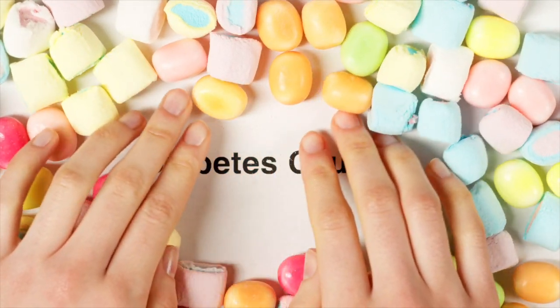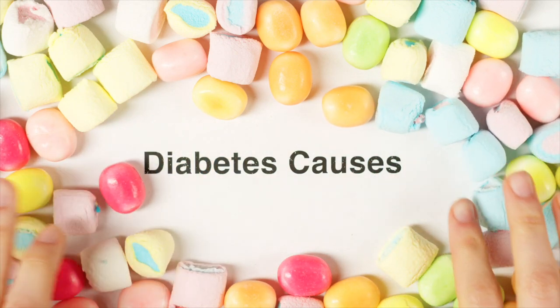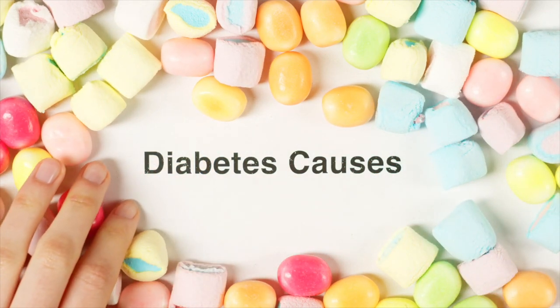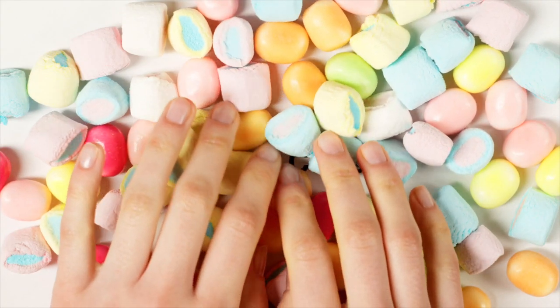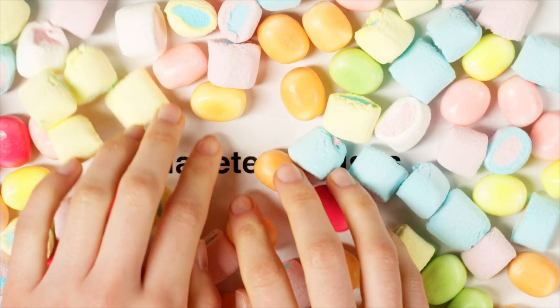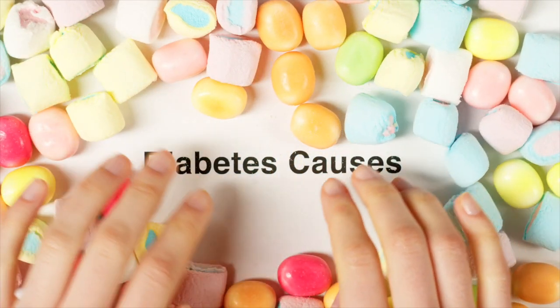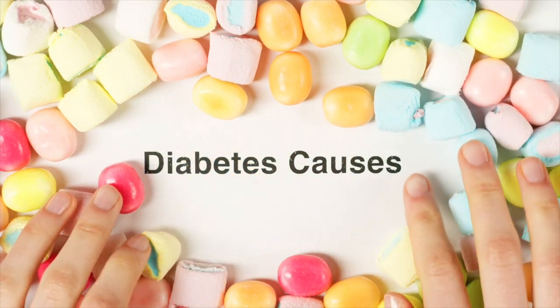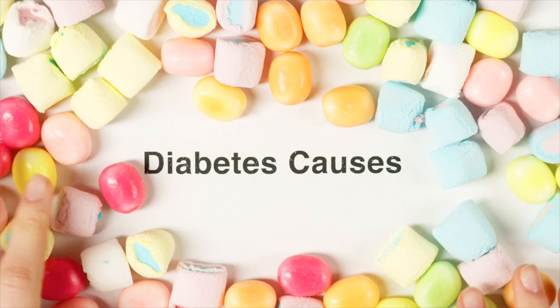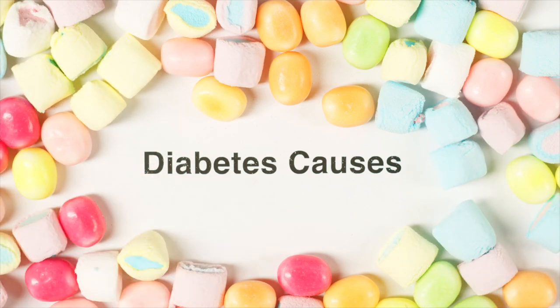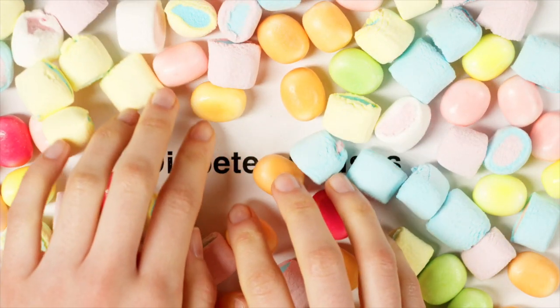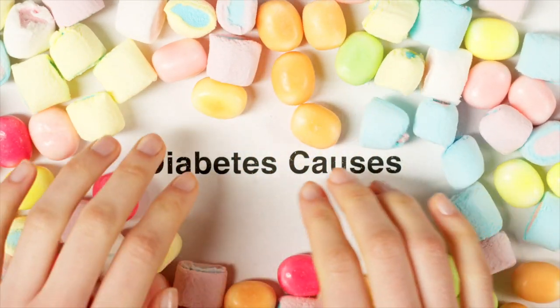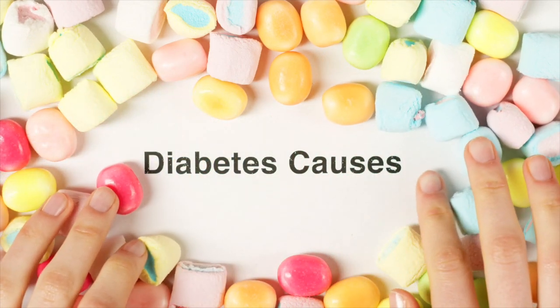6. Ethnicity. People of certain ethnicities, including African Americans, Hispanic/Latino Americans, Native Americans, and Asian Americans, are at higher risk for developing type 2 diabetes. 7. Gestational diabetes. Women who develop gestational diabetes during pregnancy are at increased risk for developing type 2 diabetes later in life.